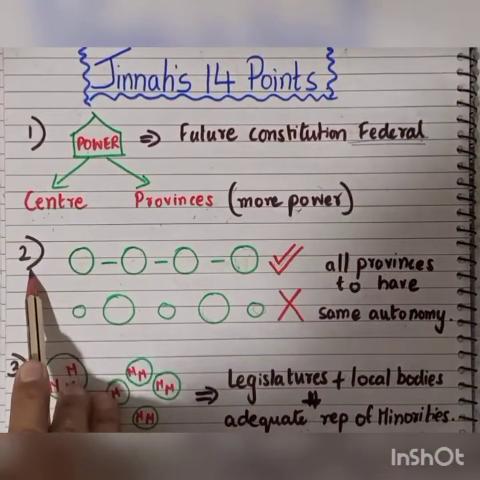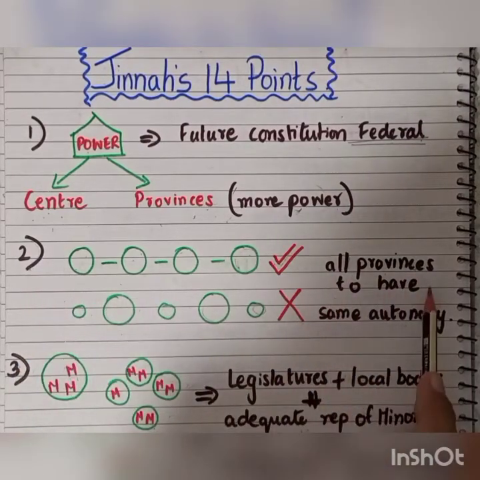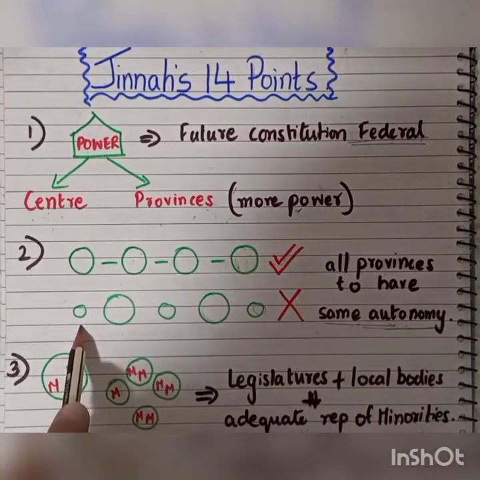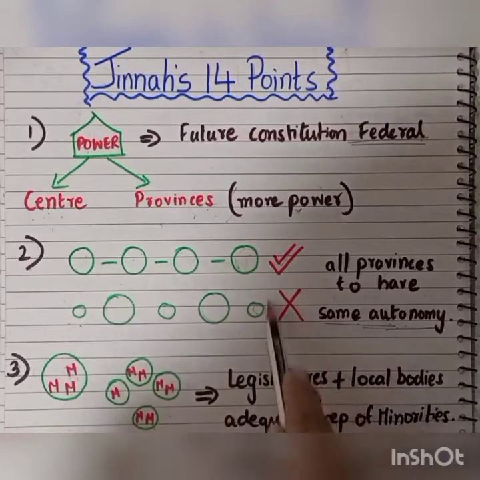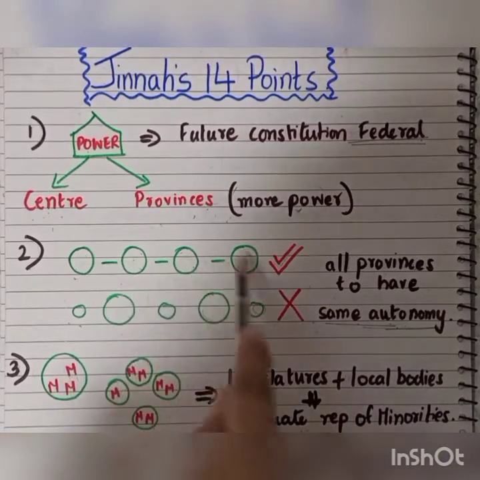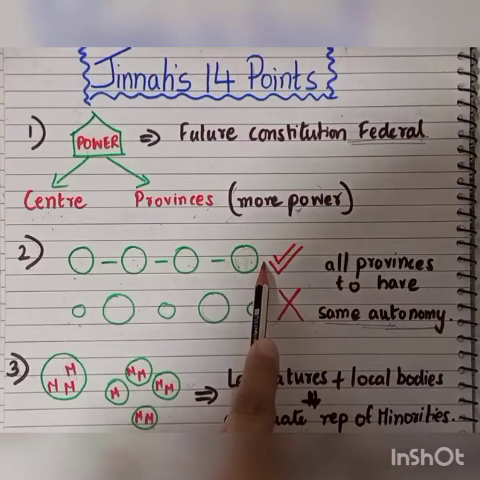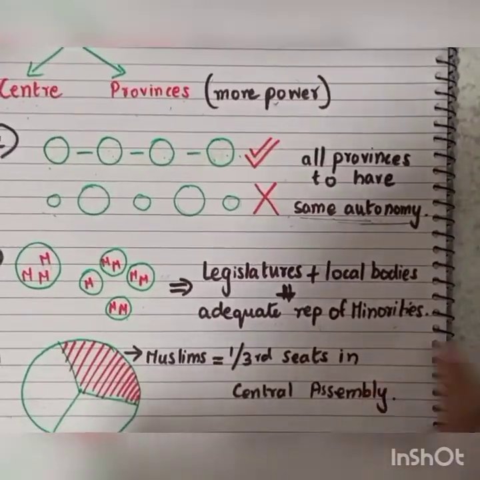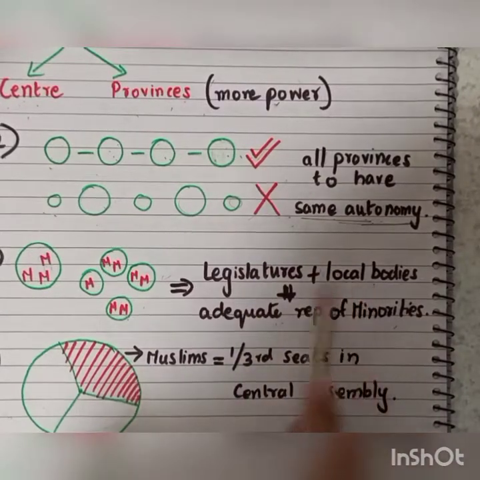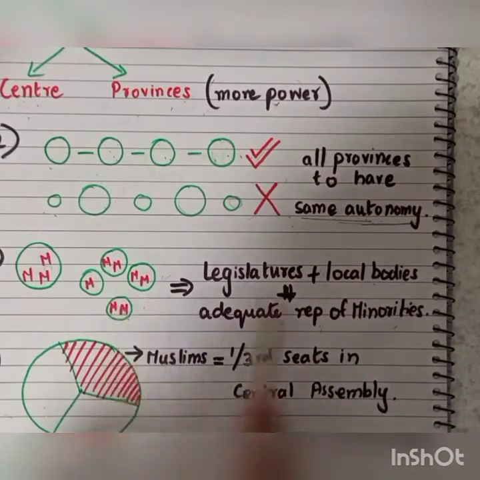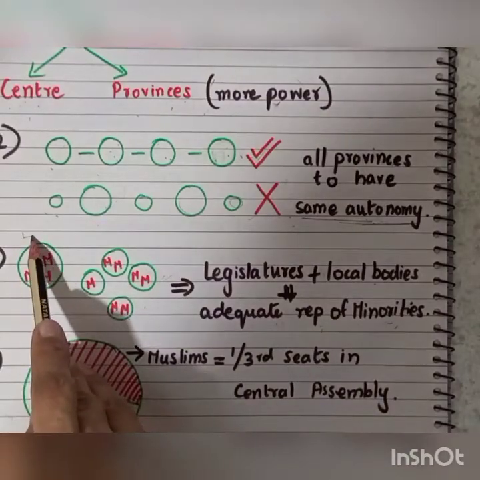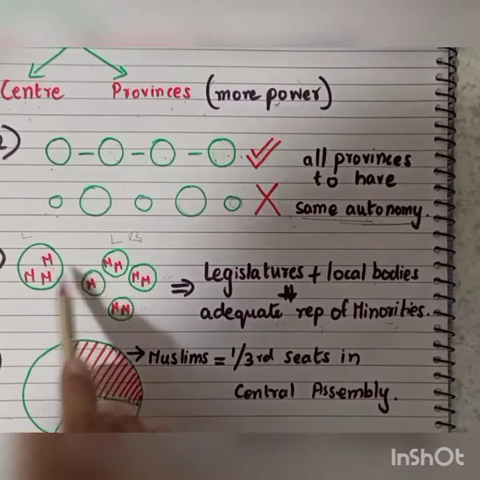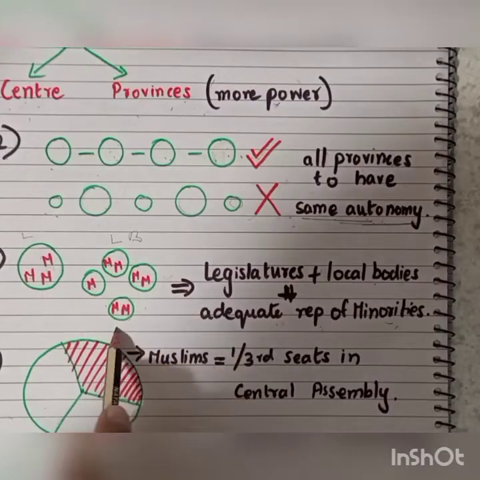The second point said that all provinces should have the same autonomy, the same amount of power. No province will be more powerful than the other. So I put across here that all provinces will have the same autonomy. The third point says that in the legislatures and in the local bodies there will be adequate representation of the minorities, whether it's a legislature or the local bodies.